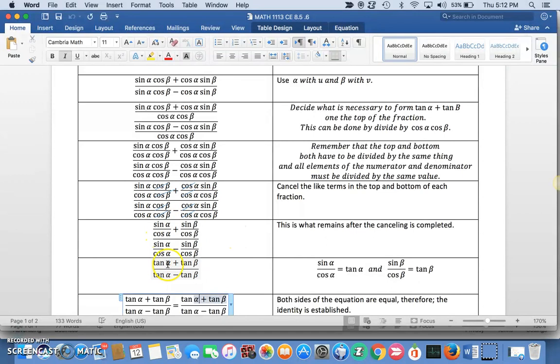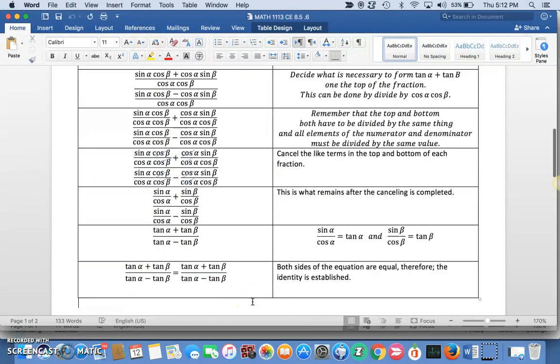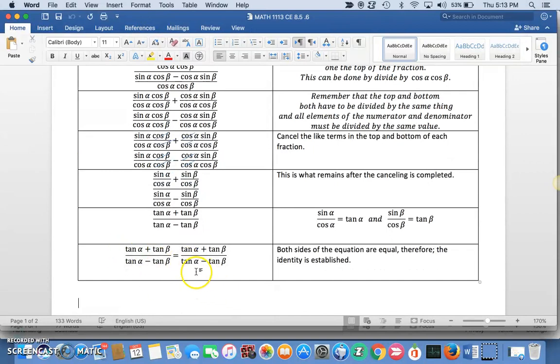Sine over cosine is tangent, and each one of those changes to a tangent. Tangent alpha, tangent beta, tangent alpha minus tangent beta. So you have worked with the left side and have gotten it down to the two are both the same, so you've established that identity. Those are equal.